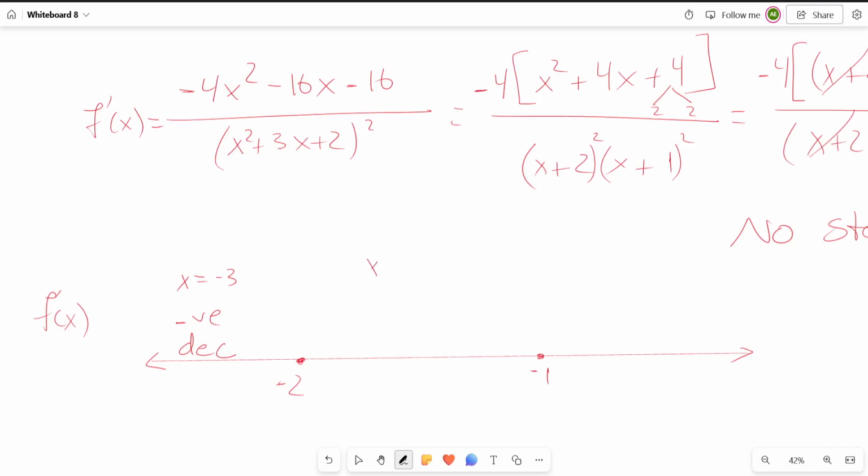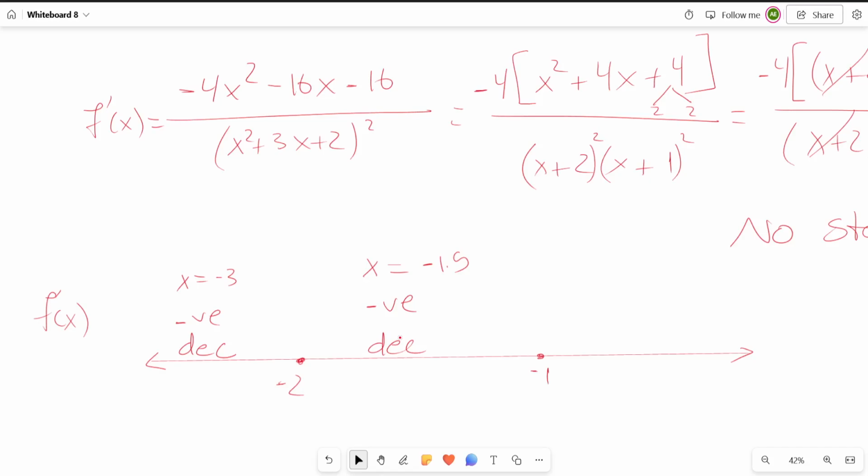Over here, I'm going to repeat the same thing. Let's choose a point that's within this interval. Between negative 1 and negative 2 is negative 1.5. When I put negative 1.5 into f dash of x, it's also going to give me a negative answer. So my function here is decreasing.